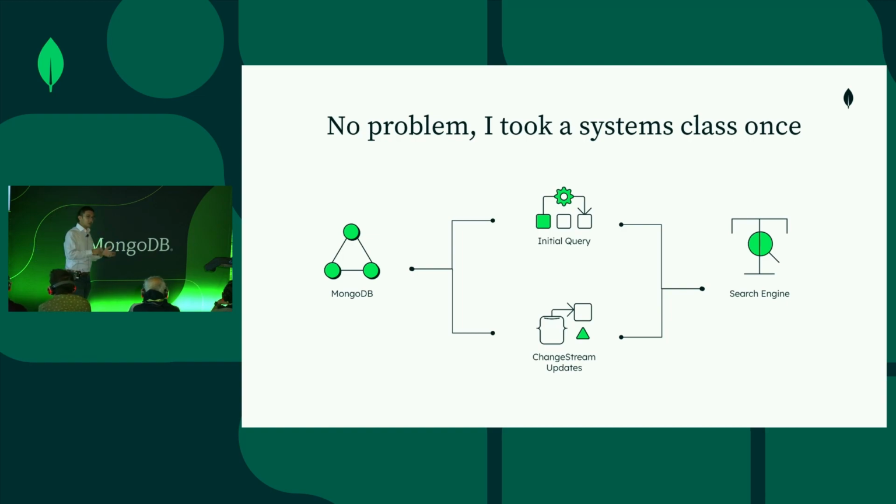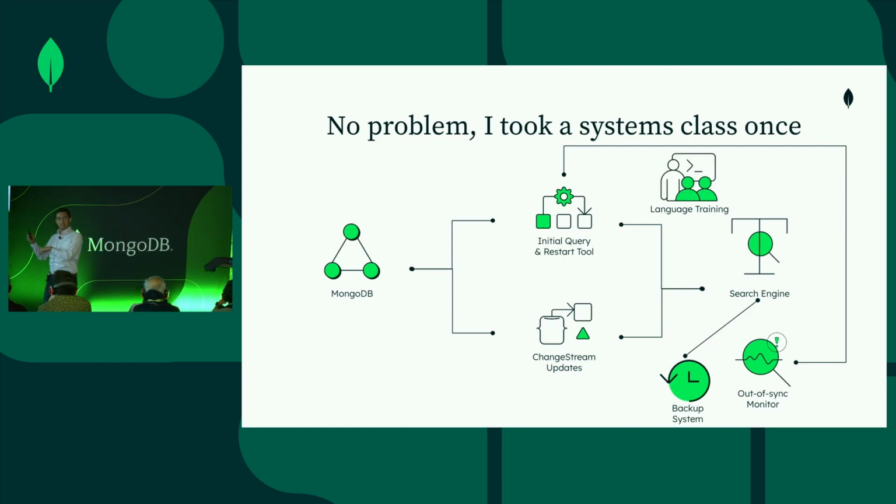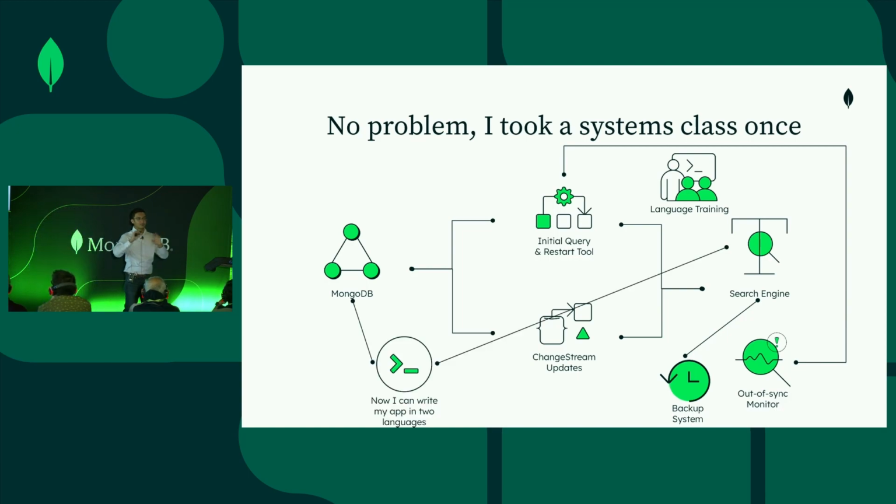But along with keeping that search going, I need to keep in mind what if something falls out of sync, so I need an out-of-sync monitor. And then this search index is critical, so I need a backup system. There's also a different system, so developers need to learn another application language. And then once I've done all of this, I get to build an application for my database and an application for search. That just turned out more complex than I initially thought, no?